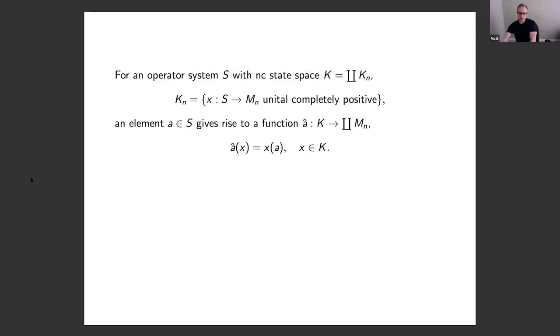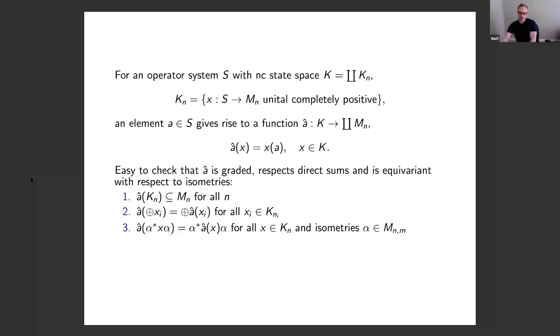And it's easy to check that functions that are obtained in this way have the following properties. They're graded in the sense that they map Kn into Mn. They respect direct sums in the sense that direct sums go to direct sums. And it's equivariant with respect to isometries. This is just saying that the result of evaluating one of these maps after I've compressed it is the same as compressing after I do the evaluation. This is a fact that we use all the time when we use Stinespring's theorem, for example.